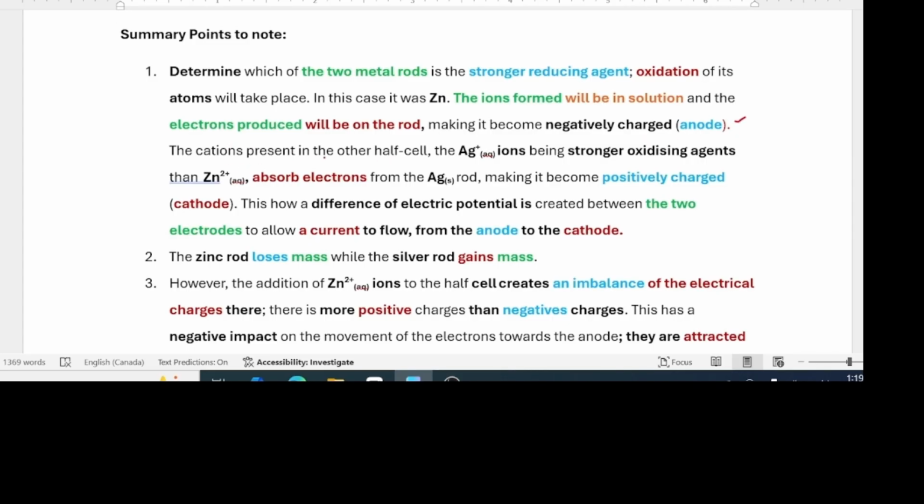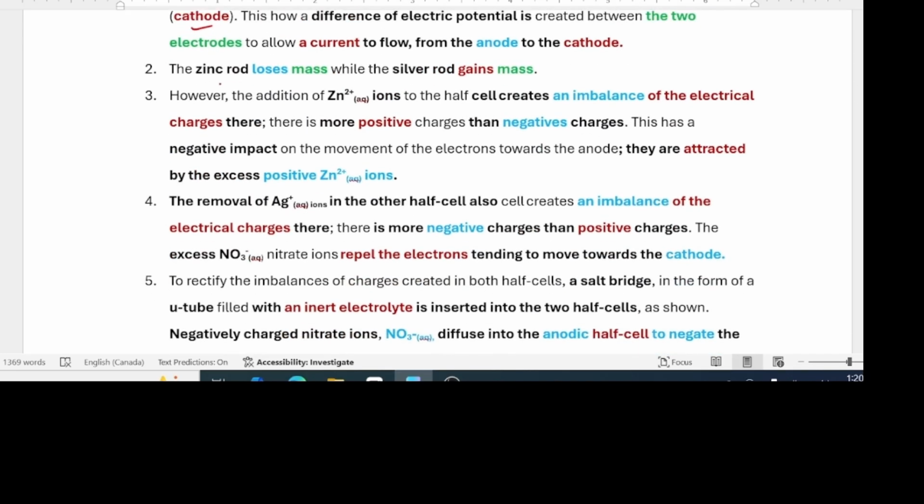The cations present in the other half cell, silver ions, being stronger oxidizing agent than zinc ions, absorb electrons from the silver rod, making it become positively charged, and that electrode is then called the cathode. And this is how a difference of electric potential is created between the two electrodes to allow a current to flow from the anode to the cathode. Number 2, the zinc electrode loses mass while the silver electrode gains mass.